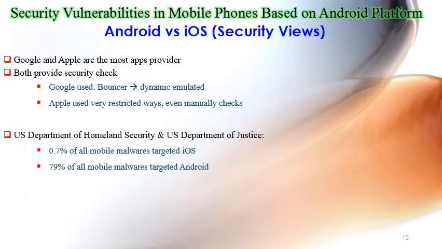Okay, I'm going to talk about the security differences between Android and iOS. Both provide security checks in different ways. Google used Bouncer, which is a dynamic emulated check, and Apple used a very restricted check, even a manual check. As reported by the U.S. Department of Homeland Security and the U.S. Department of Justice, the Android platform is found to be more vulnerable to security threats.